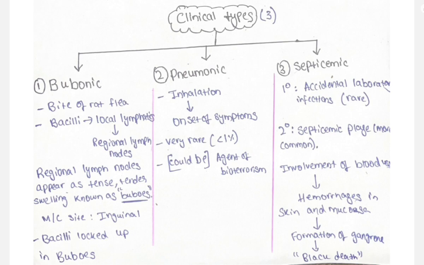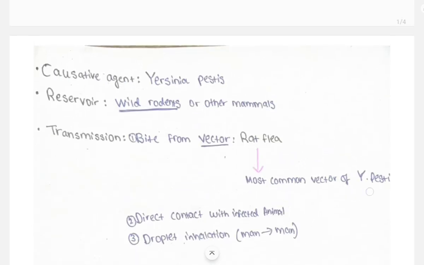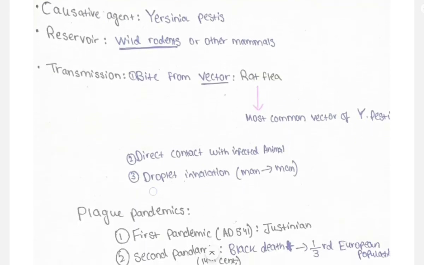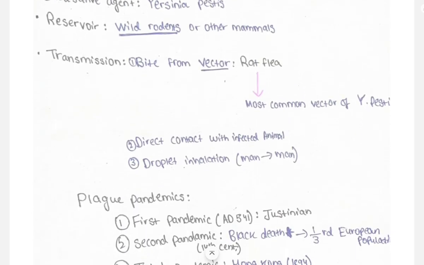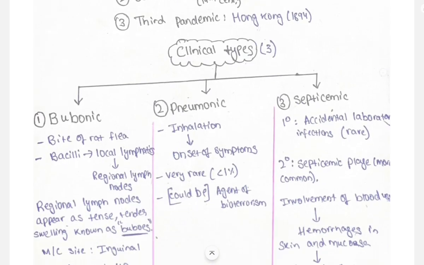In the second type, we have the pneumonic plague. Pneumonic plague is transmitted by inhalation of droplets. That was the third method we learned, how plague is transmitted through droplet inhalation. So this pneumonic type, related to the lungs, is transmitted by droplet inhalation from man to man. After inhalation of these droplets, we see an onset of some symptoms.